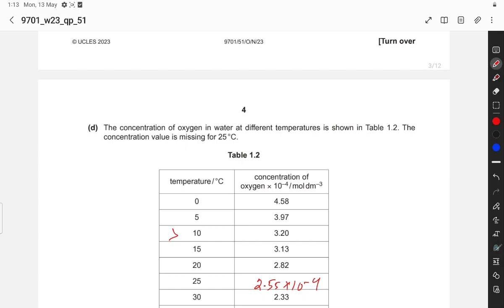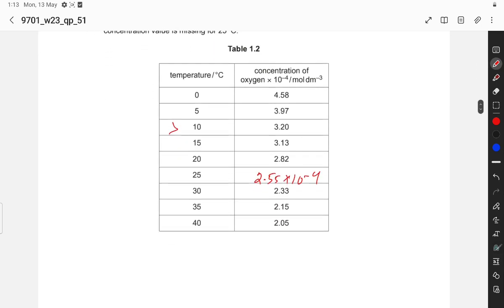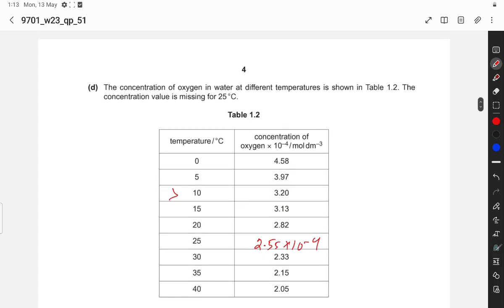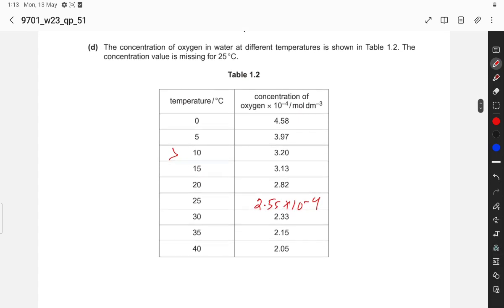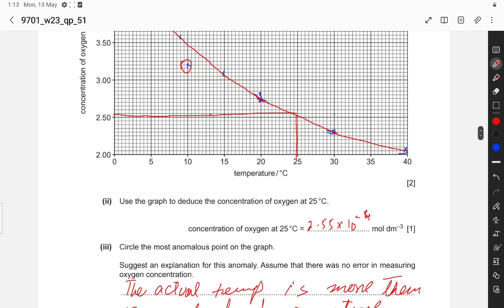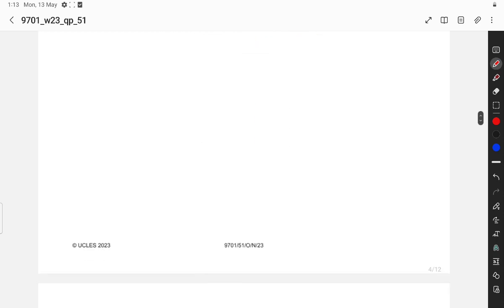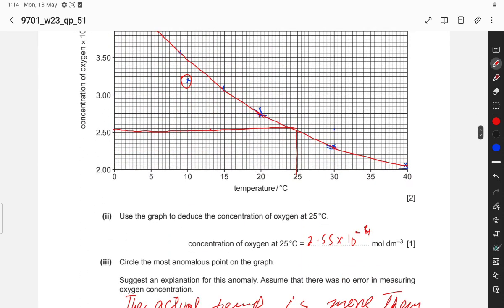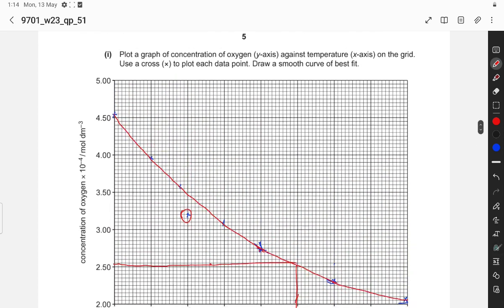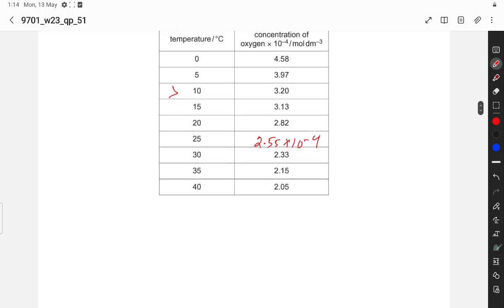The concentration of oxygen in water at different temperatures is shown in Table 1.2. The concentration value is missing for 25 degrees centigrade. By using the graph, the value at 25 degrees centigrade is 2.55 × 10^-4. So this is equal to 2.55 × 10^-4.